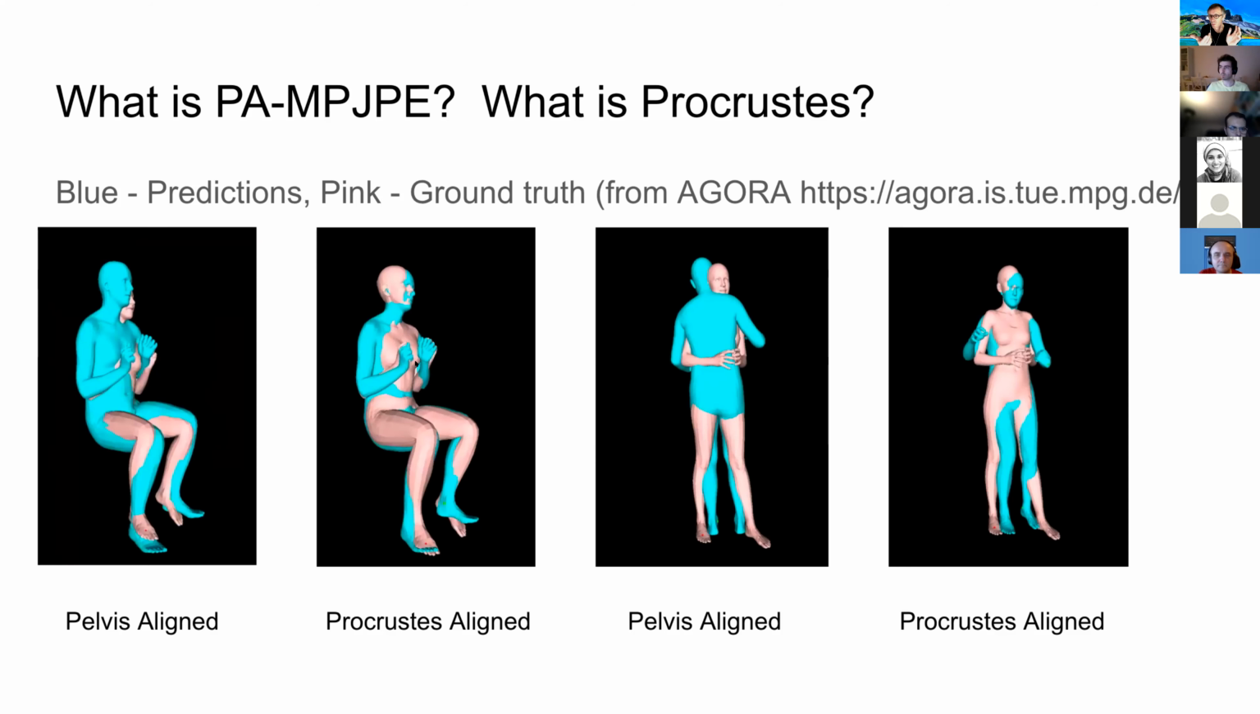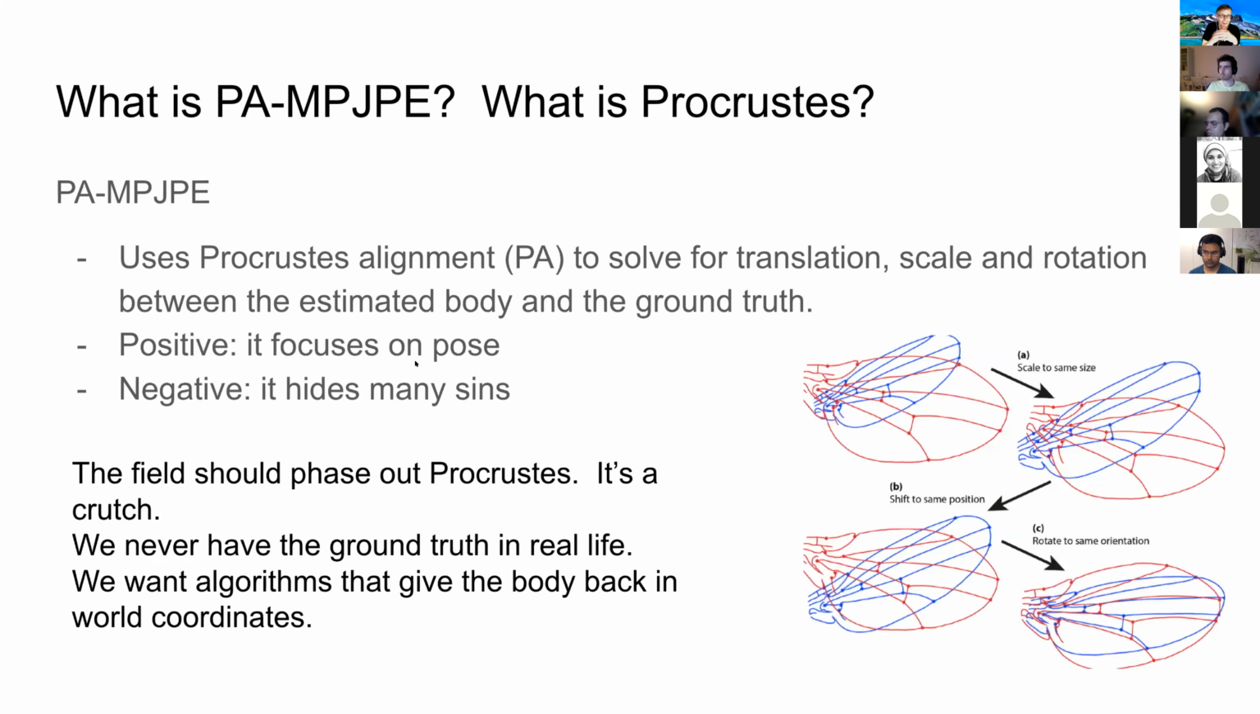And of course, you'd pay a super high penalty for this. The error, it's a big error. But if you do Procrustes alignment, it actually solves for the rotation of the body, and the error doesn't actually look too bad. You get actually a relatively low error in this case. And this is why I think Procrustes alignment is a bad thing, even though we have done it many times in the past, and it's a standard thing to do, because it removes translation, scale and rotation between the estimated body and the ground truth.